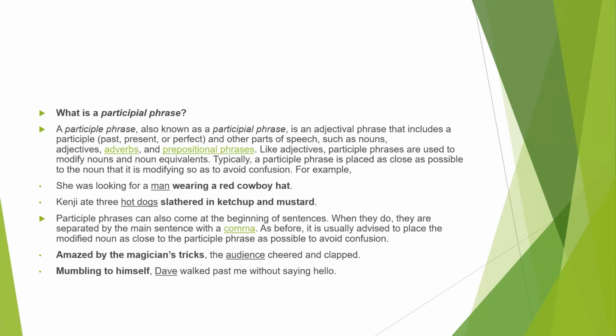What is a participle phrase? A participle phrase is an adjectival phrase that includes a participle, along with nouns, adverbs, and prepositional phrases. So, like adjectives, participle phrases are used to modify nouns and noun equivalents. Like "wondering, a great cowboy hat slathered in ketchup and mustard," "amazed by the magician's tricks," "mumbling to himself." These are examples.